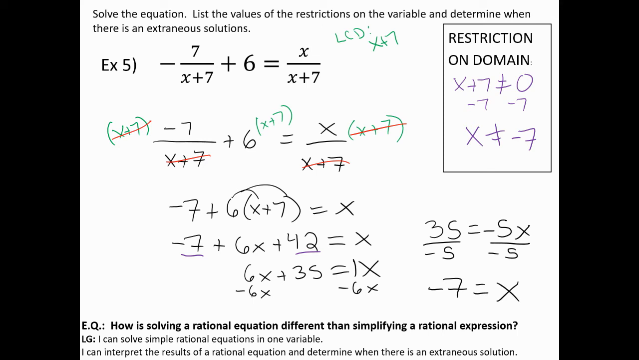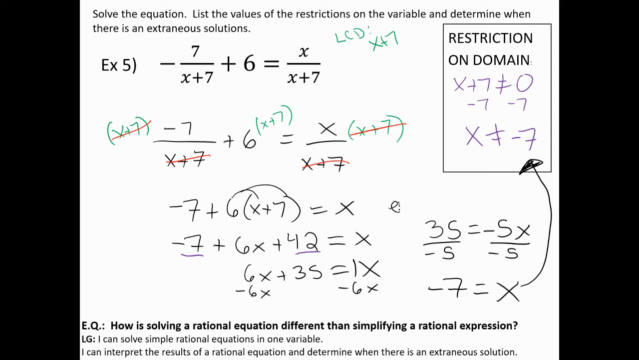And we didn't talk about this last time, but that means it's an extraneous solution. Here's why. Once you find your answer, you have to go up here and check to see if it's in that restricted domain. We just said x cannot equal -7, because if it was, then it's undefined. Well, what did we get for our answer? -7. So that means we cannot have that as our answer, otherwise this whole thing is undefined. And this is called an extraneous solution.